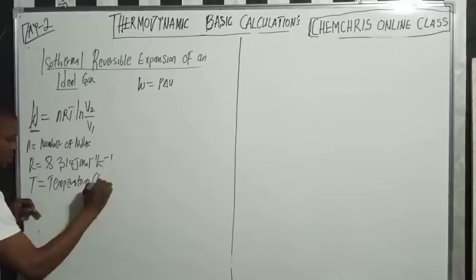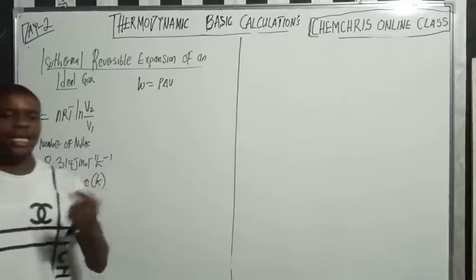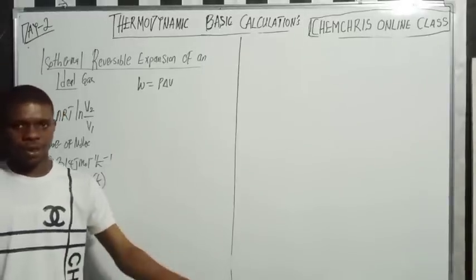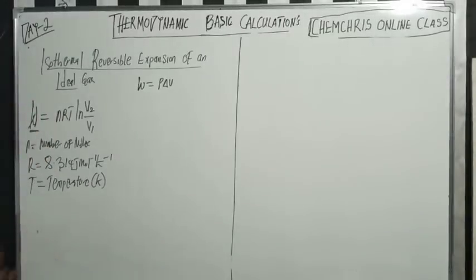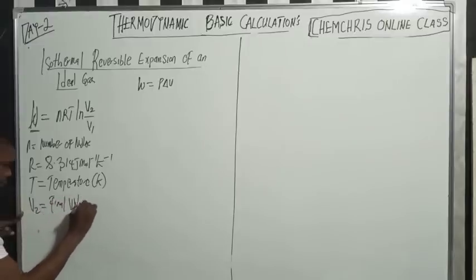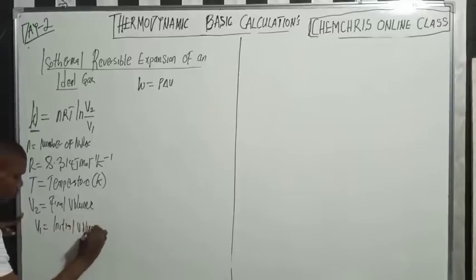In temperature, which will be in Kelvin. I know that if the temperature is given to you in Celsius scale, you used to convert to the Kelvin scale. But I do what? 273. Do you understand? Then V2 equals final volume. V1 is supposed to be initial volume. It's okay.